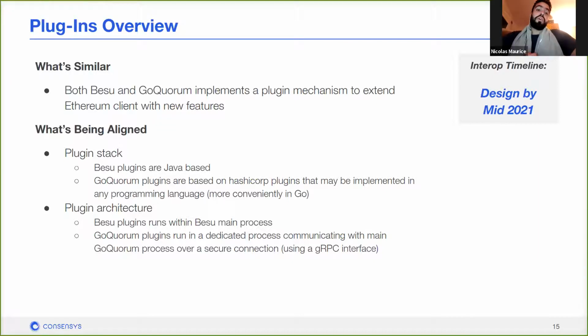So what we will be working on is designing and defining an approach that would allow both Besu and GoQuorum to use the same type of plugins. So basically, to not have to double the work each time we have to create a new plugin. And so our target is to have it designed for mid-2021.